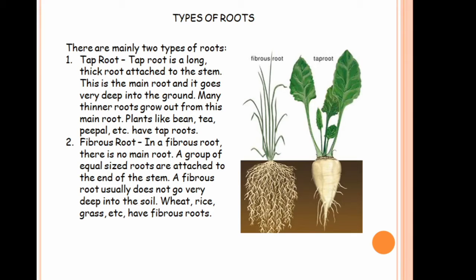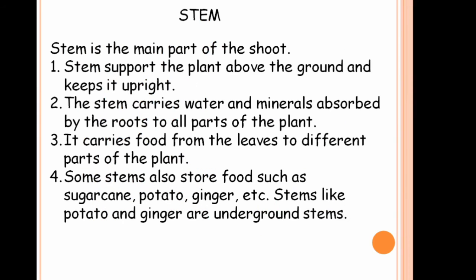have taproots. Fibrous root. In a fibrous root, there is no main root. A group of equal-sized roots are attached to the end of the stem. A fibrous root usually does not go very deep into the soil. Wheat, rice, grass, etc. have fibrous roots.